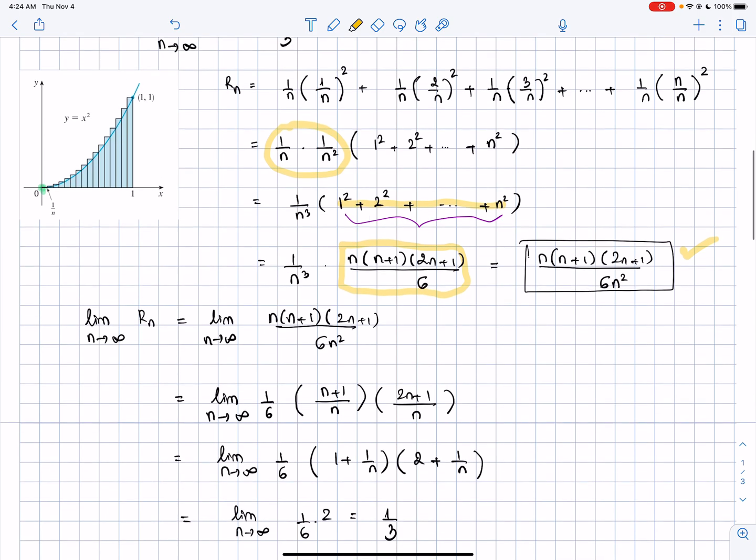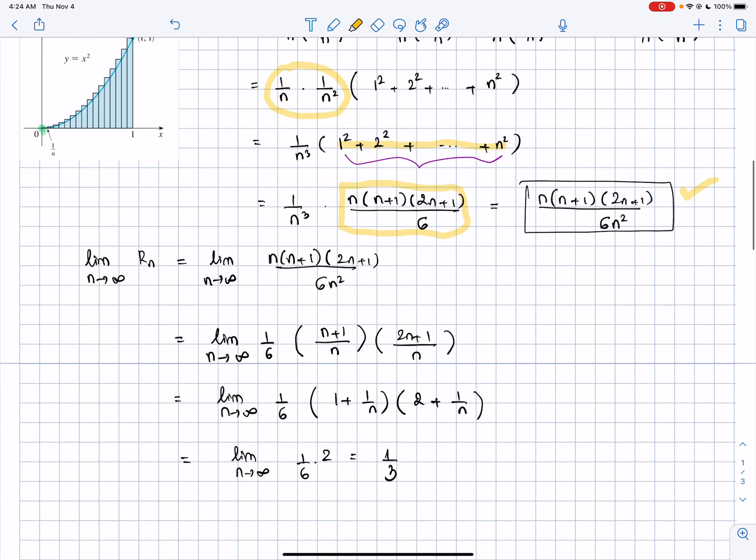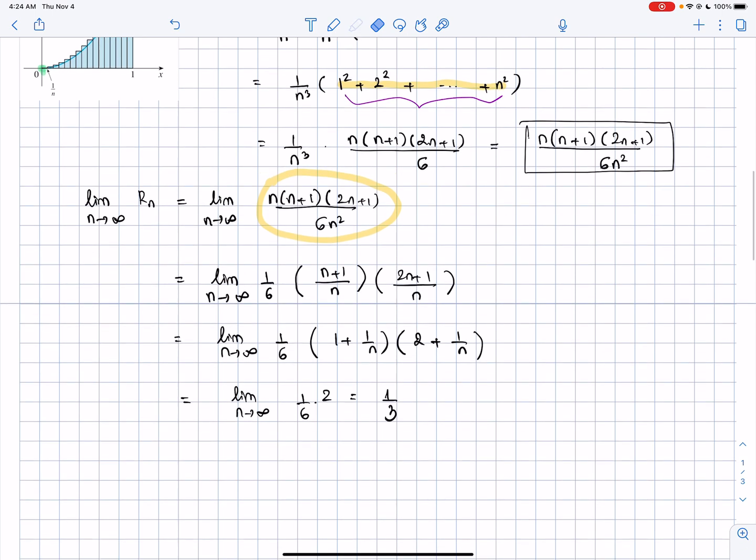Now we go back to the original problem. We want to find the limit of R_n as n approaches infinity, and we just calculated R_n above. Then we plug it in. We use some algebra to separate the n squared in the bottom into n and n, and then we use algebra again to divide.